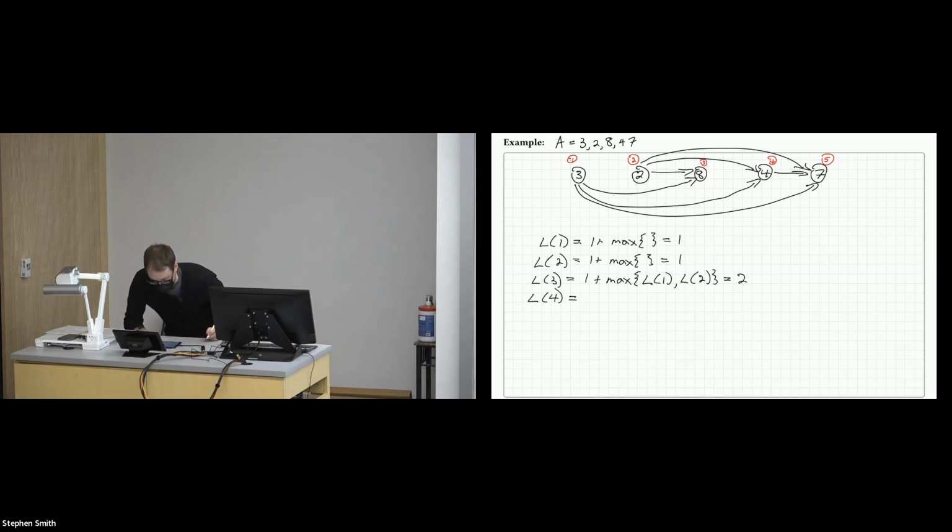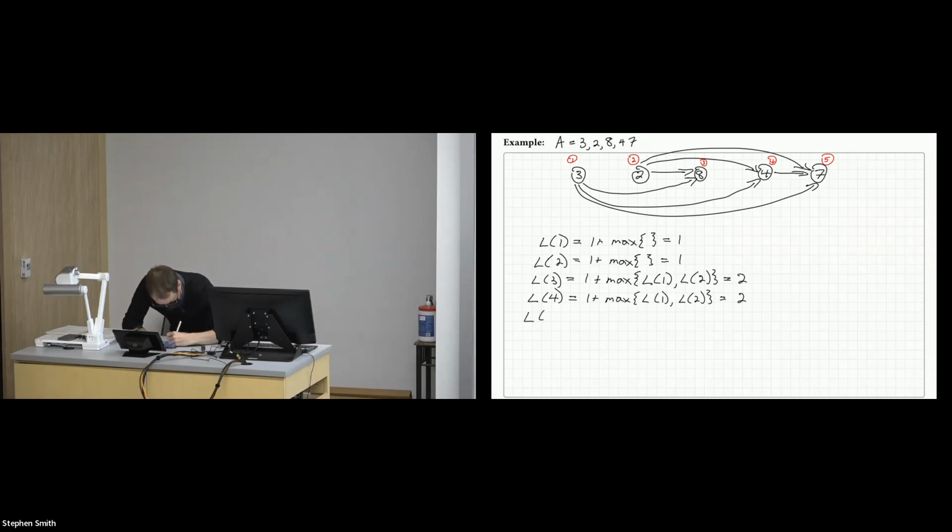L4. The fourth vertex is 4, actually, and it has incoming edges from 2 and from 1. So it's going to be 1 plus the max of L1 and L2. It's also going to be 2.